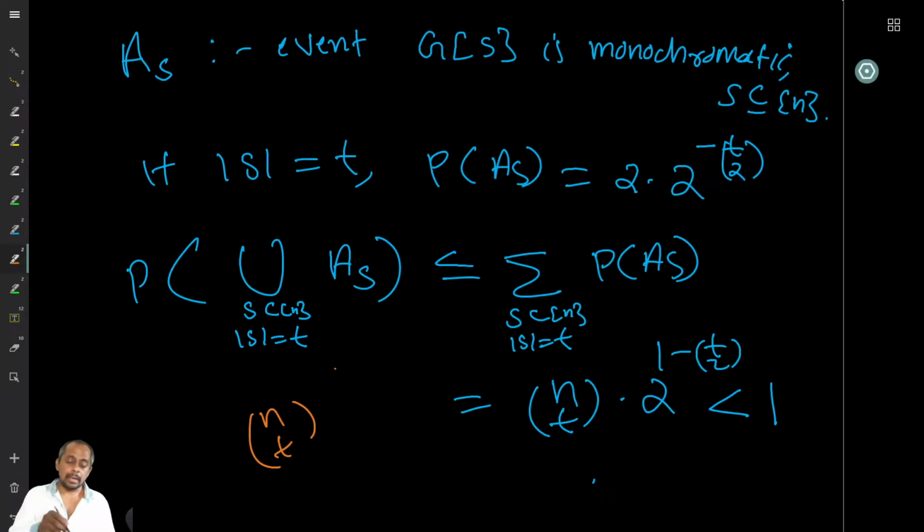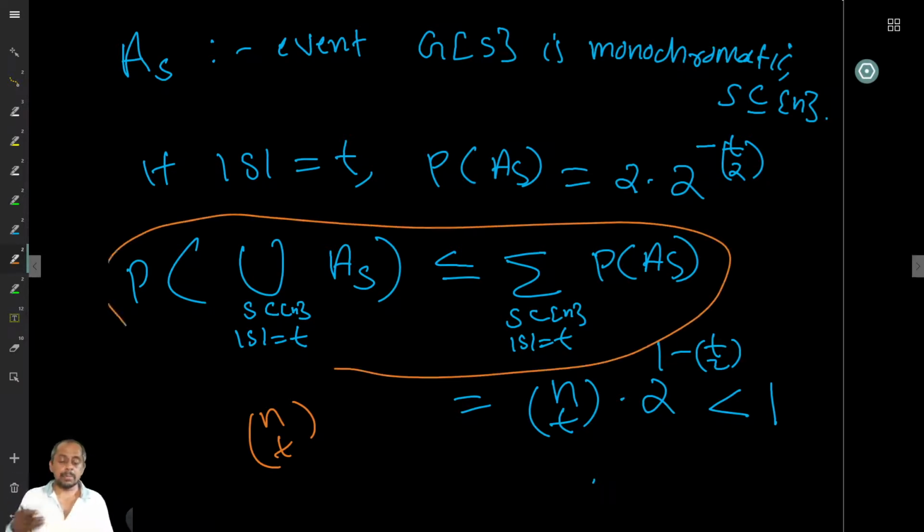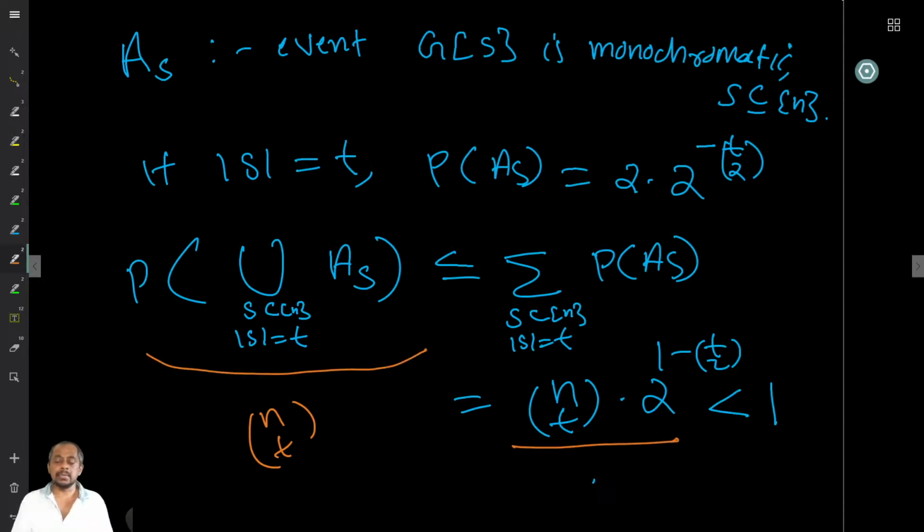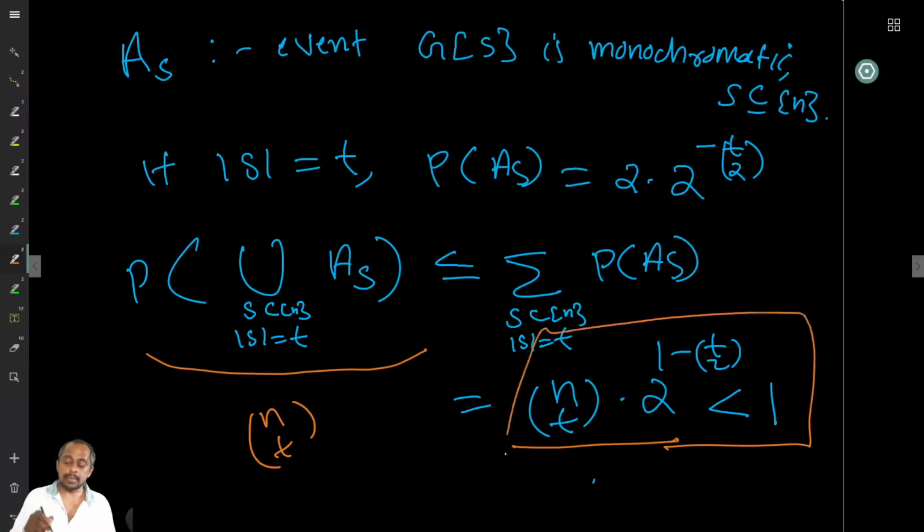Because the union bound says that the sum over all the probabilities is an upper bound for the union of all the events. So therefore, we show that the probability of the union of AS is less than or equal to n choose t into 2 raised to 1 minus t choose 2. Now, by the assumption in the problem, this number is strictly less than 1, right?